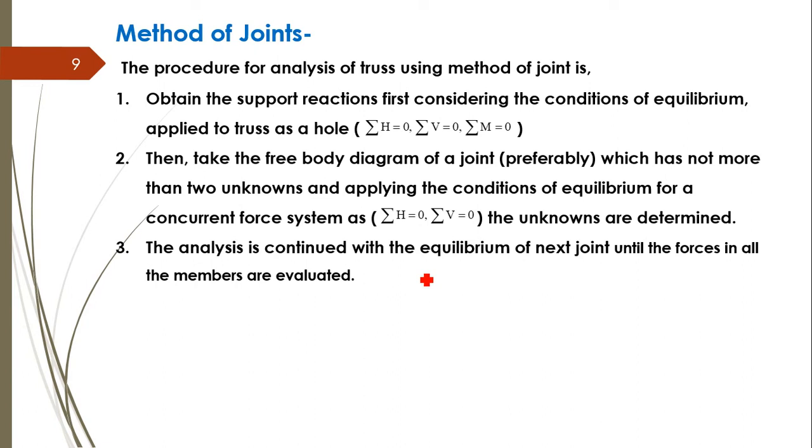Initially, when we are drawing the free body diagram, we assume all the forces are in tension, that is positive. But when we are solving the problem, if you get a negative sign, it means that your assumption is wrong, and the force is in compression. So with respect to that, in the tabular format you have to write down the nature of force, whether it is in tension or in compression.